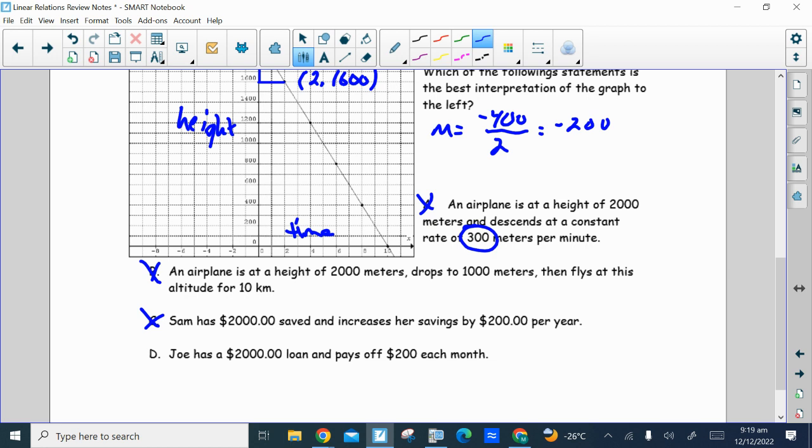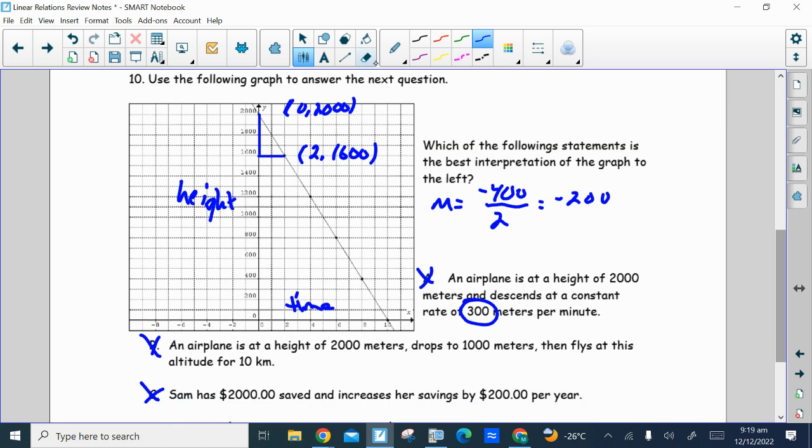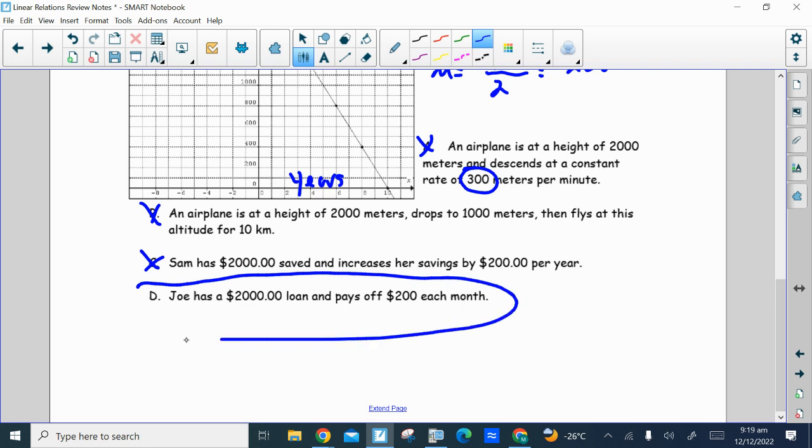So all we're left with is D, and this one will work because you're starting with $2,000 as a loan and you're paying off $200 each month. So that means the rate of change is decreasing by 200, which is correct for what we found. So it turns out that it's actually not height and time that's on this graph. It's actually dollars and time in years. Okay, so D is correct.